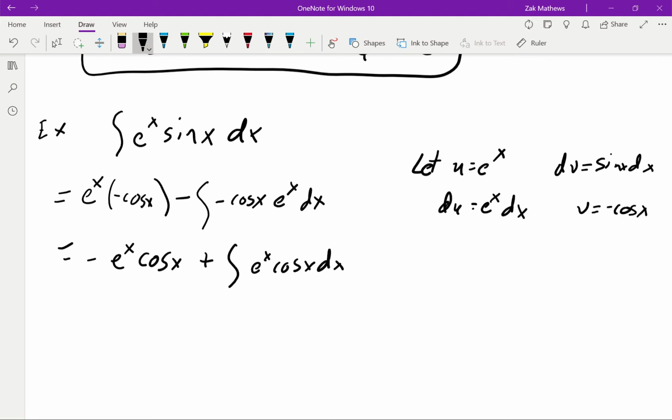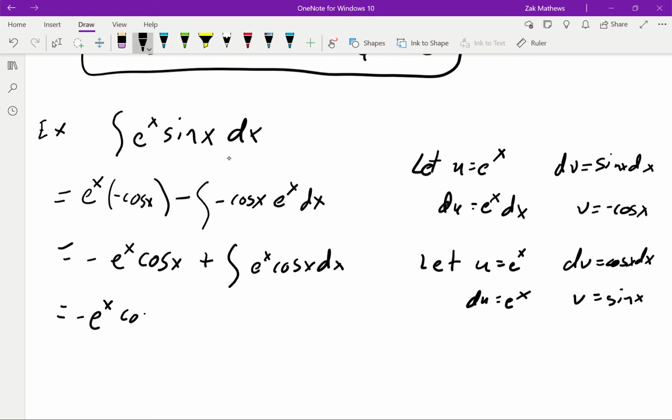Didn't seem like it got me anywhere, but let's try it again. Let u equal e to the x, dv equal cosine x dx. So our du is equal to e to the x, and then v is equal to sine x. Don't need the dx here anymore, just sine x. And so we would have the negative e to the x cosine x that we had from before, plus the integral. We can write it as e to the x sine x minus the integral of sine x, I mean instead of a dx with it, e to the x dx.